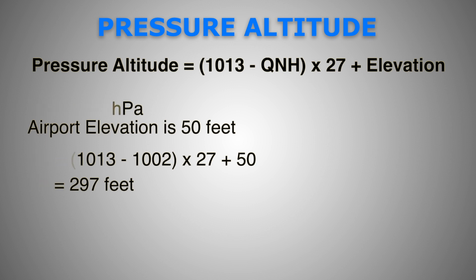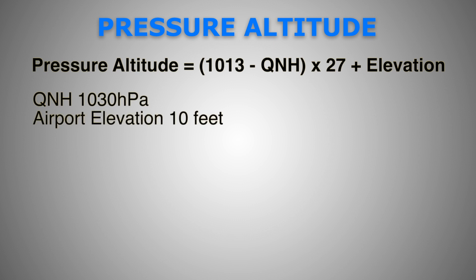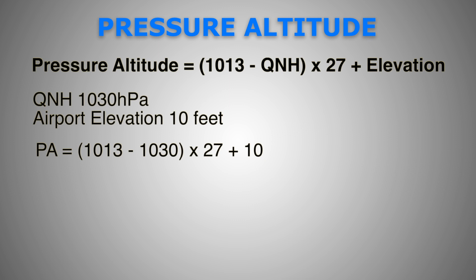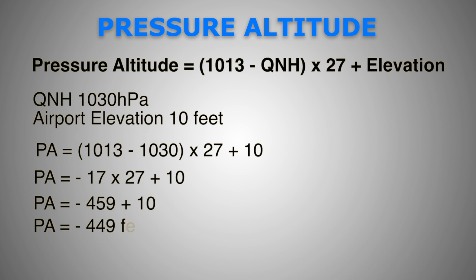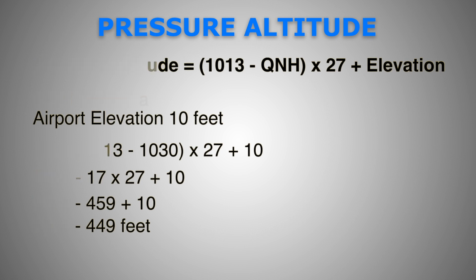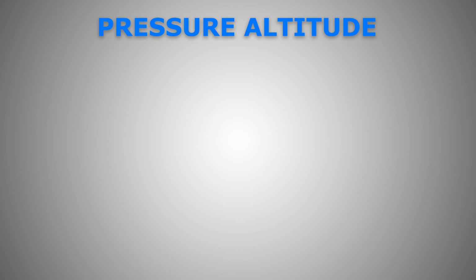Okay, let's do one more example. Say we have a QNH of 1030 hectopascals and an airfield elevation of only 10 feet, so it's merely about sea level. The pressure altitude is 1013 minus 1030, multiplied by 27, plus 10. We get negative 17 times 27 plus 10, negative 459 plus 10, and the pressure altitude is 449 feet below the datum. So the pressure altitude is negative 449. Yes, we can get the pressure altitude positive or negative, depending on the datum of 1013, whether it is above sea level or below sea level.